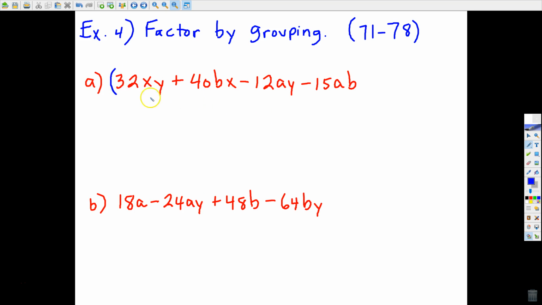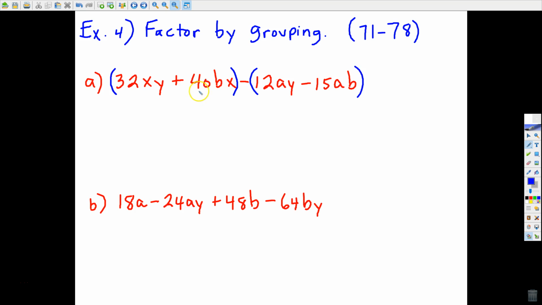So it's already set up pretty nicely, this letter A problem. Within these first 2 terms, I'll just make a group of them because I have a GCF, hopefully you can see, of 8x. And then over here, same type of deal, I'll just group these 2 together, and you can probably see that I have a GCF of 3a.